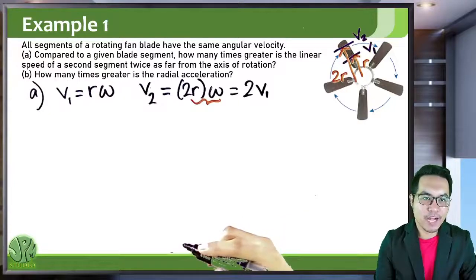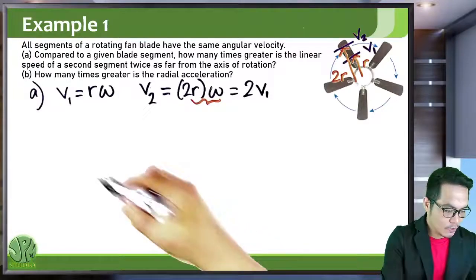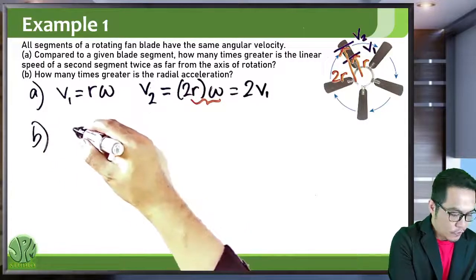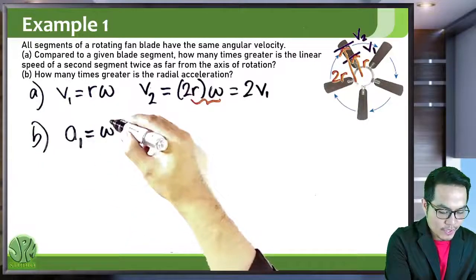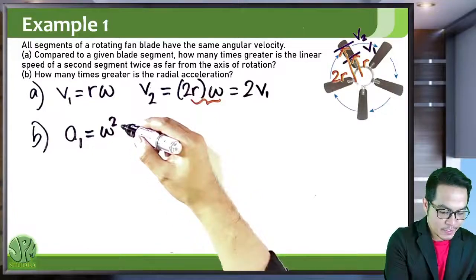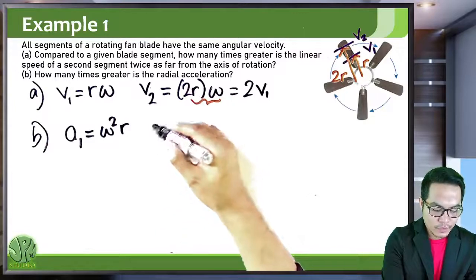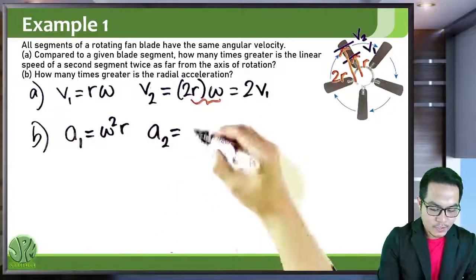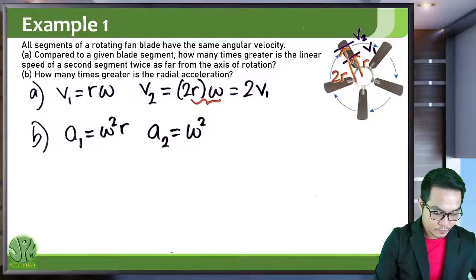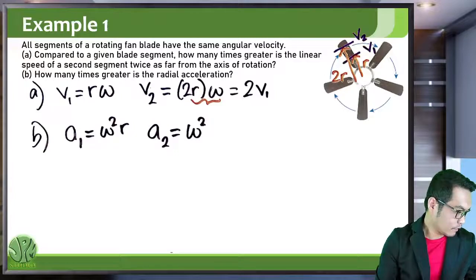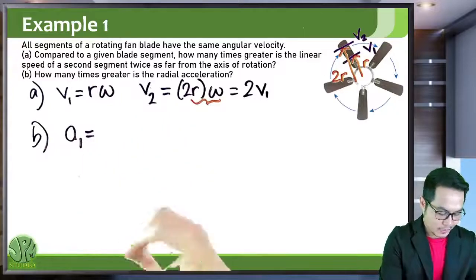Now for letter B, how many times greater is the radial acceleration? For the first segment, its radial acceleration is omega squared, with the same angular velocity, times its radius, which is r, the distance from the axis of rotation. For the second segment, they have the same angular velocity, but sorry, this is not the way. We'll use the velocity equation.